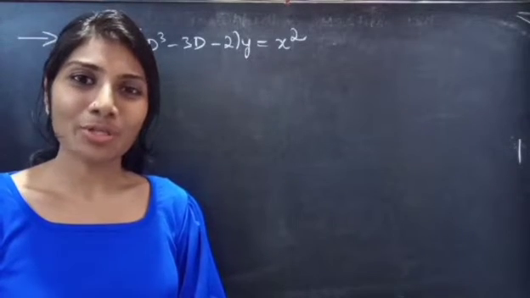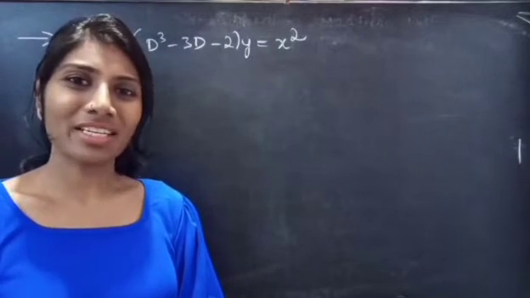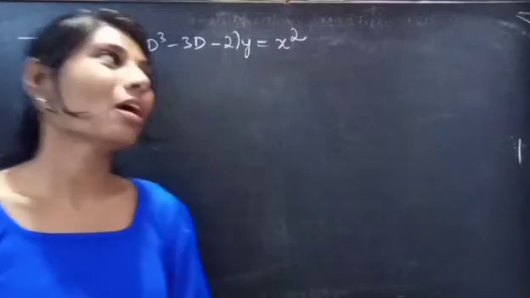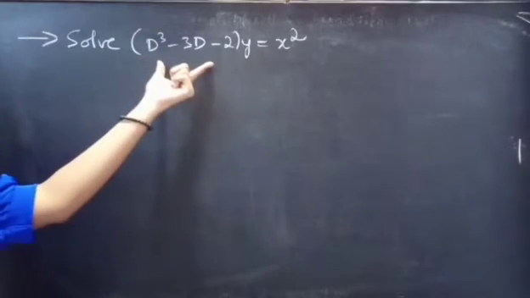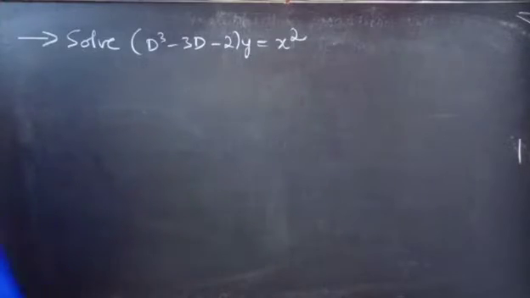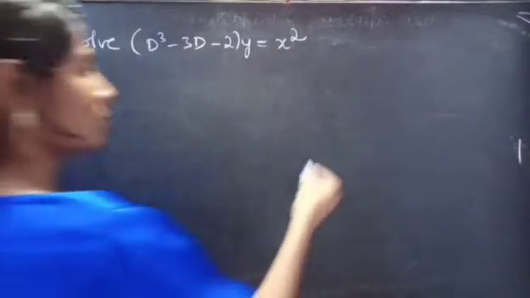In this video, we are going to solve a differential equation from higher order linear differential equations. So let's get going. Problem: solve (D cube minus 3D minus 2) y equals x square. Firstly, let's find the order and degree of the given differential equation.